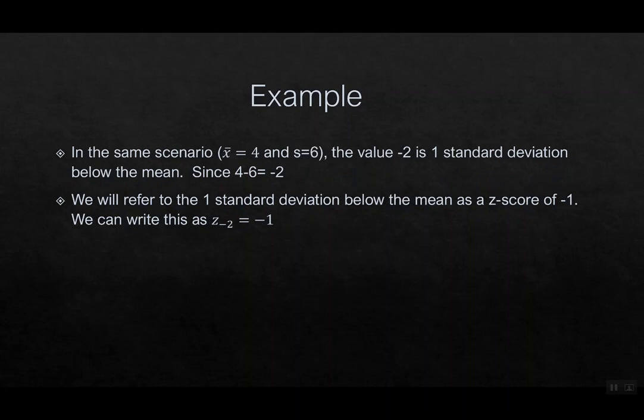In the same scenario, where our average is 4 and our standard deviation is 6, the value negative 2 is one standard deviation below the mean, since 4 minus 6 is negative 2. We will refer to one standard deviation below the mean as a z-score of negative 1. We can write z sub negative 2 is negative 1.